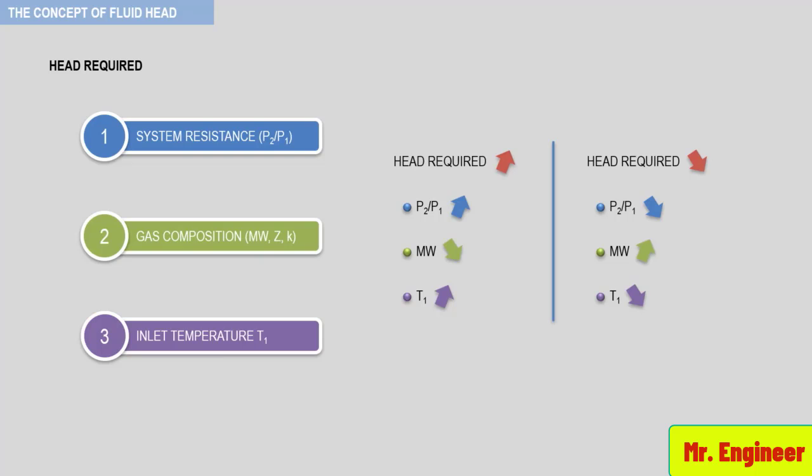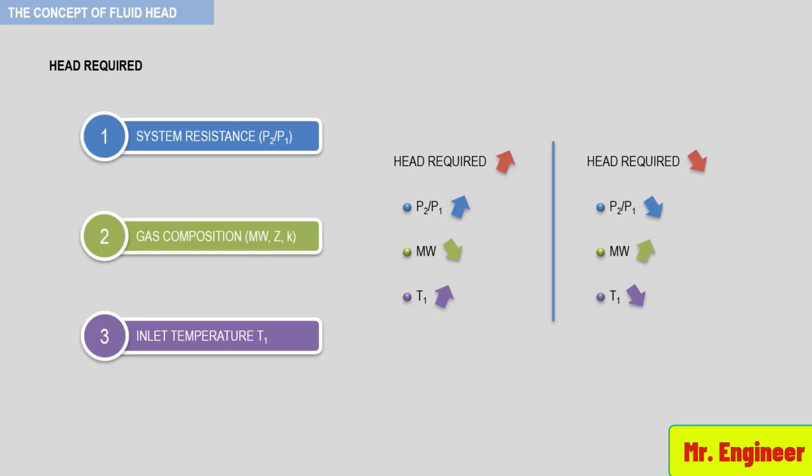Note here that the head required by the process is inversely proportional to the gas density. If the gas density decreases, the head required by the process will increase. Gas density will decrease if gas temperature increases, inlet pressure decreases, or molecular weight decreases.